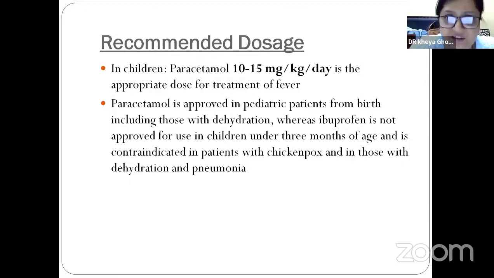Paracetamol is approved in pediatric patients from birth, including those with dehydration, whereas ibuprofen is not approved for use in children under 3 months of age and is contraindicated in patients with chickenpox, dengue, and in those with dehydration where there is renal toxicity, and sometimes in severe pneumonia.